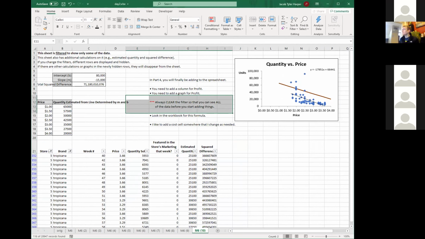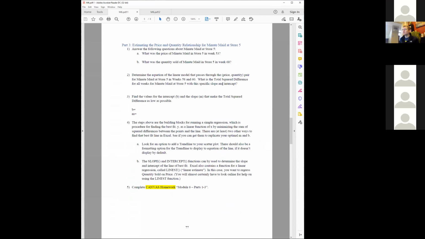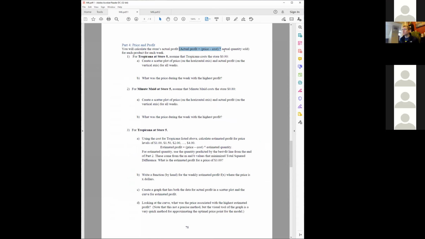The second thing I wanted to mention is you're not just building this completely from scratch. In the workbook, it gives you the formulas for these things you're building. So it's not too bad. Price is already there. Quantity sold is already there. This is the only new feature, cost. And the cost can change. Sometimes it's 90 cents, sometimes it's 80 cents.